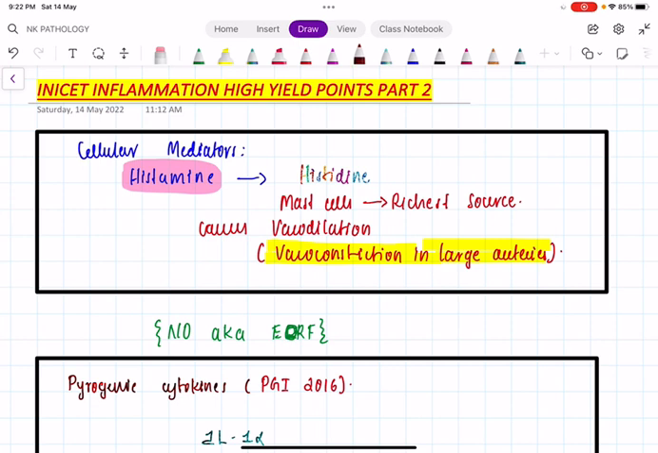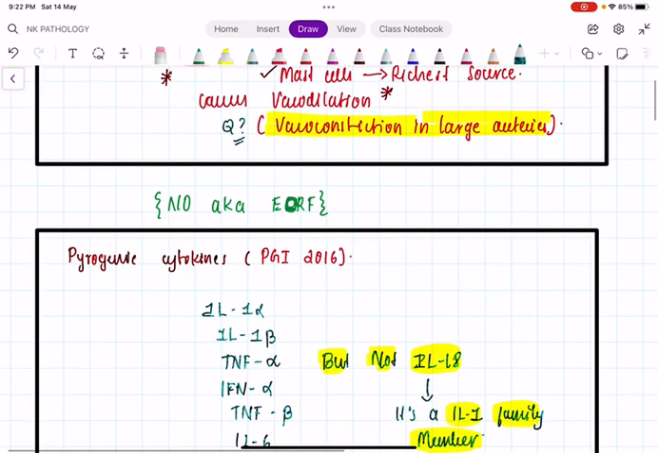First one, cellular mediators. The most important cellular mediators of acute inflammation you have to remember. This is what we call histamine. It is derived from histidine amino acid. Mast cells are the richest source. Remember, it causes vasodilation. But the question: it causes vasoconstriction in large arteries. We have another important mediator. I am just going to say the high yield topics. I am not going to explain any concepts here.